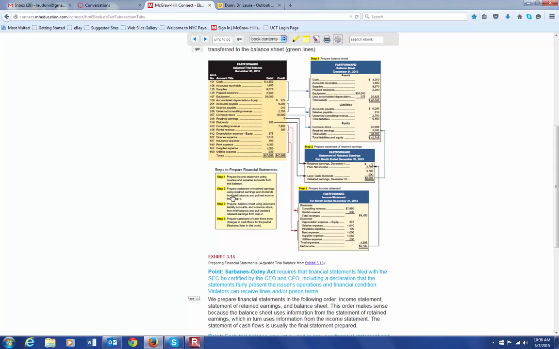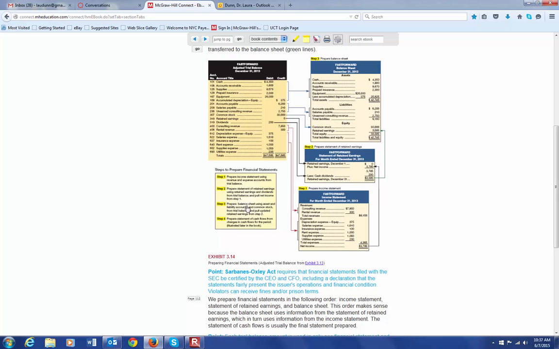The second step is to then prepare your statement of retained earnings. You would use retained earnings and dividends from the trial balance, and you would use the net income figure from the income statement that you've already prepared. So again, retained earnings starts at 0, so you add net income, and then you subtract your dividends, and you come out with retained earnings at the end of the period. But as you can see, you can't do this statement until you've done this one because you need the net income figure off of it.